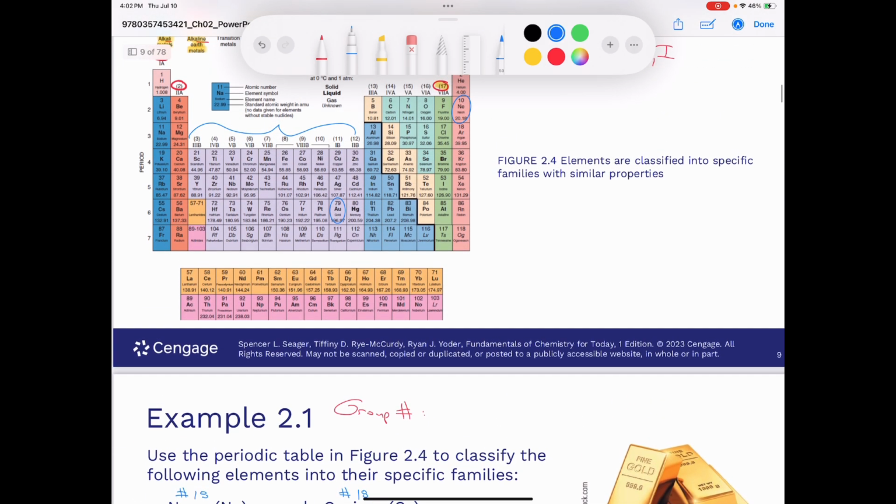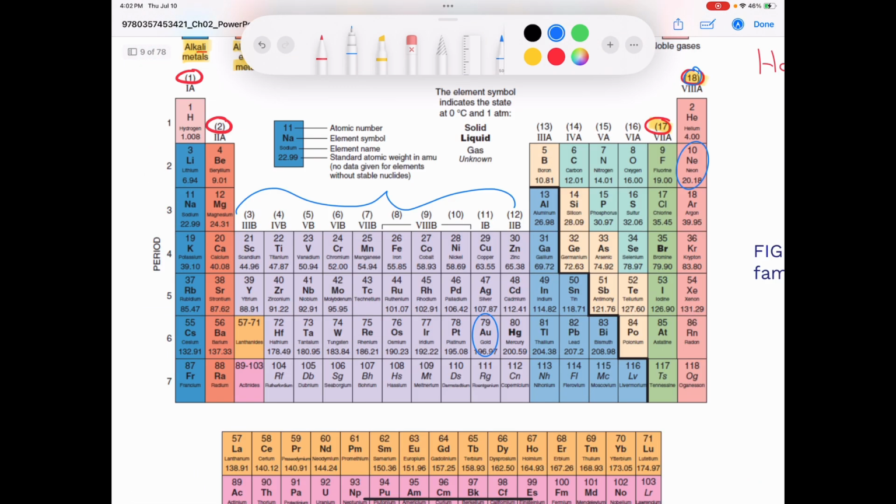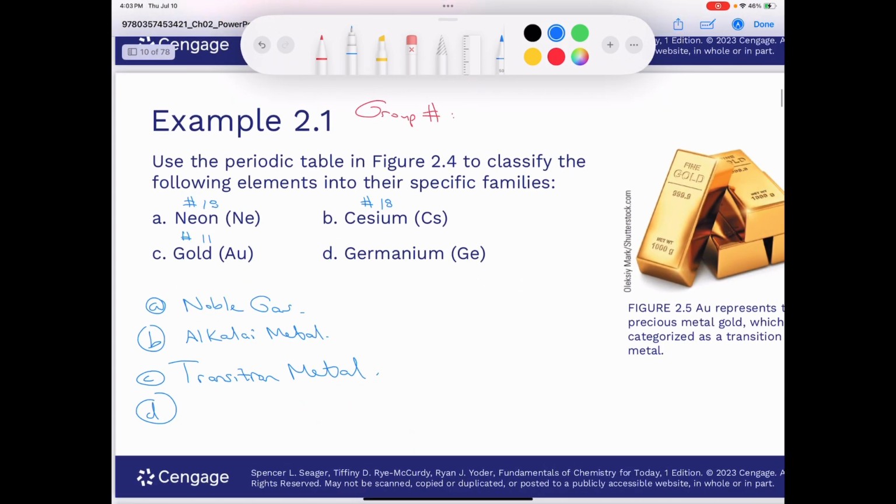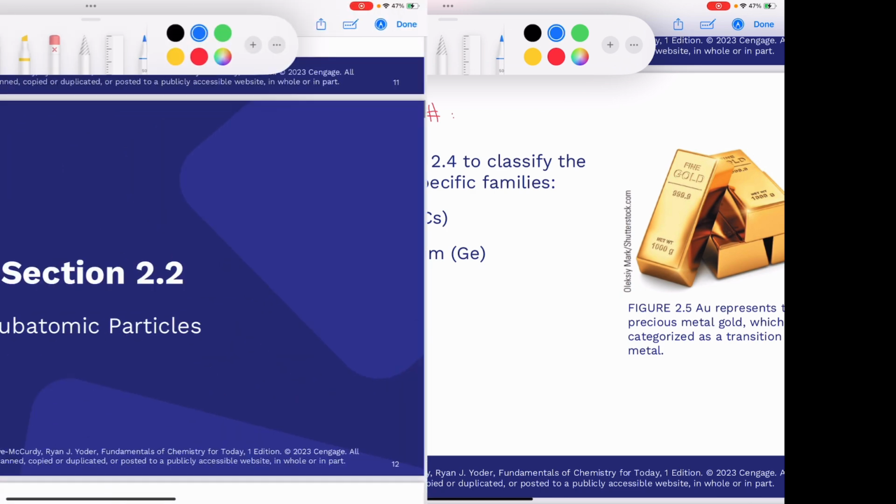Then we've got germanium. So let's find germanium. Okay. And you see that germanium is right here. And so germanium is a metalloid. So it's in group number 14. So we'll just put here number 14. So germanium is a metalloid. All right, there we go. So we were able to identify maybe not the specific family for group 14. It doesn't have a specific name. Okay, we'll just say number 14, but it'd be classified as a metalloid.